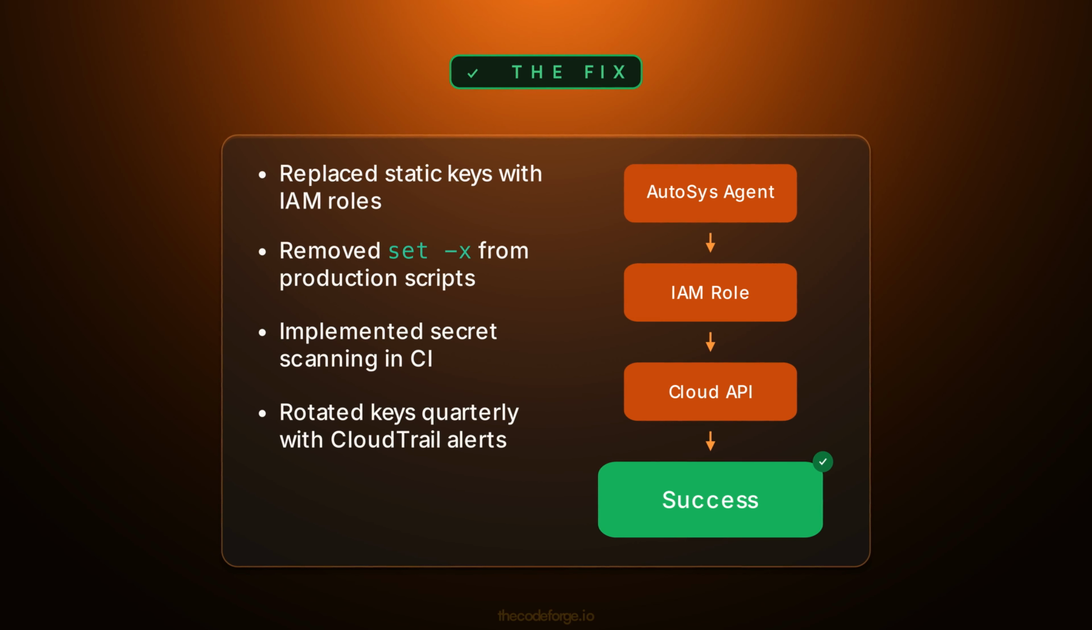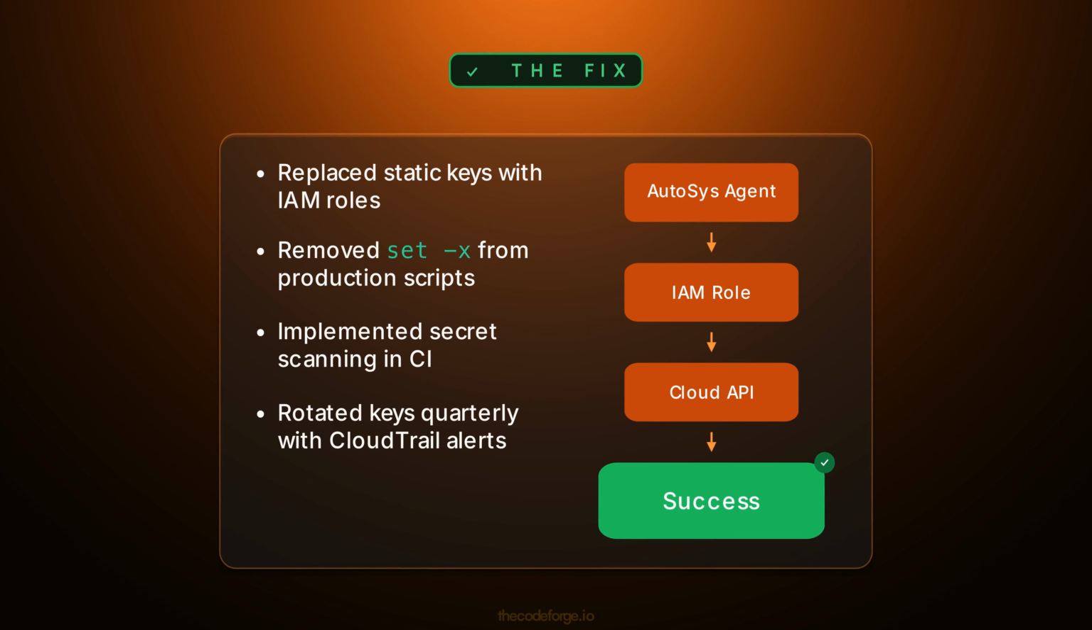First, replace static keys with identity and access management roles attached to the agent's Elastic Compute Cloud instance. Second, remove set -x from production scripts and use structured logging without secrets. Third, implement secret scanning in CI to prevent keys from being committed to Git. Finally, rotate all static keys quarterly and set up CloudTrail alerts for anomalous API calls.